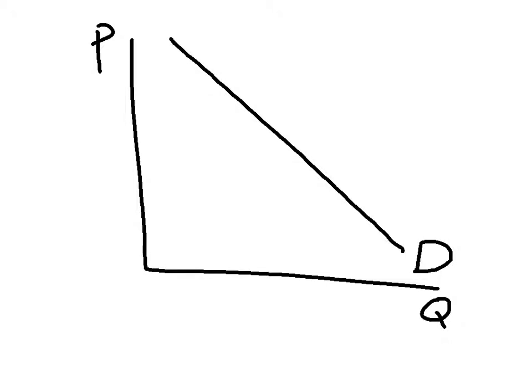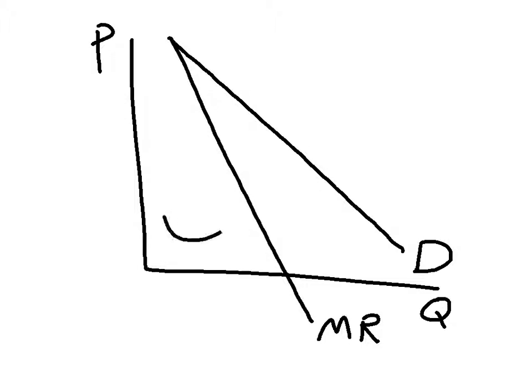Well, since the demand curve is downward sloping, the marginal revenue curve will also be downward sloping. It will slope down twice as fast. The third part is, how does a monopolist determine its profit maximizing price and output level? Well, we need a marginal cost curve for that, so let's draw one in. And the monopolist will produce at the point where marginal revenue equals marginal cost.